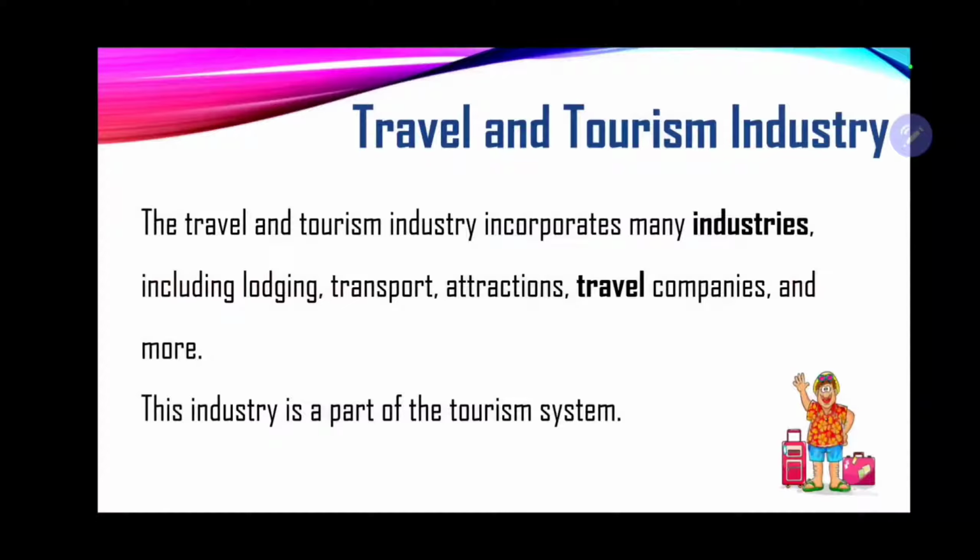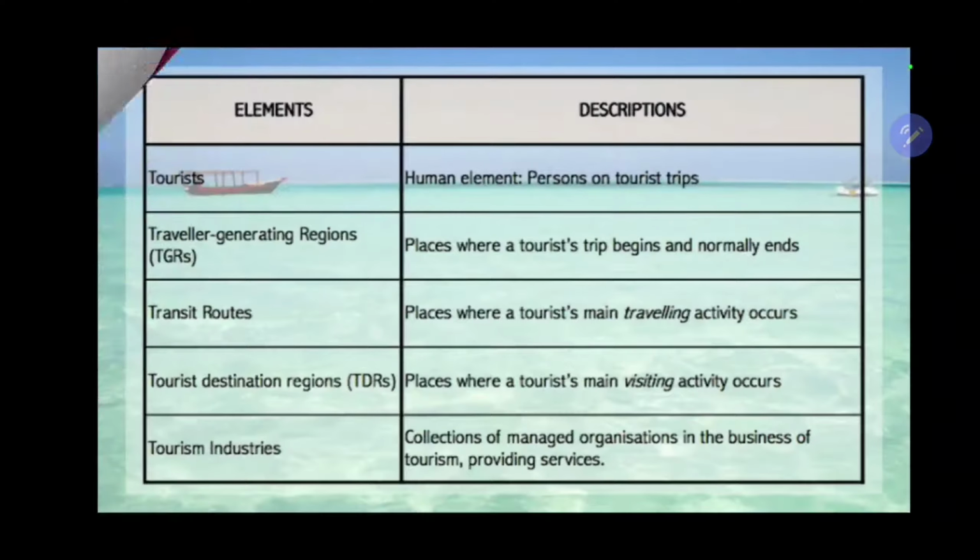Because with the transit route, there must be some form of transportation for you to take to end up at your destination region, which you may find attractions and lodging facilities. And for the generating regions, of course, this is where the travel agents are, where you would book your flight or book your vacation to reach that particular destination. So you can see how the travel and tourism industry ties into the tourism system.